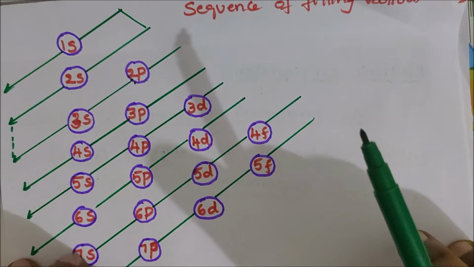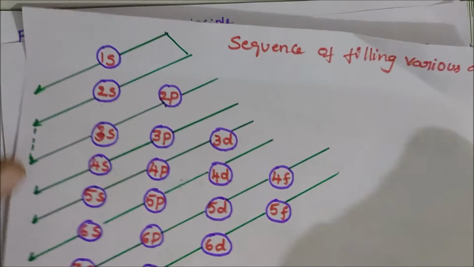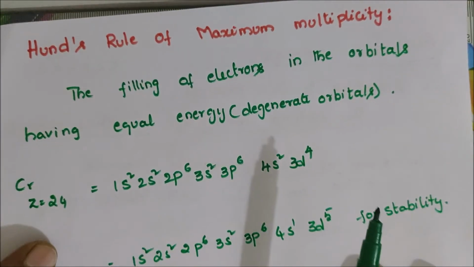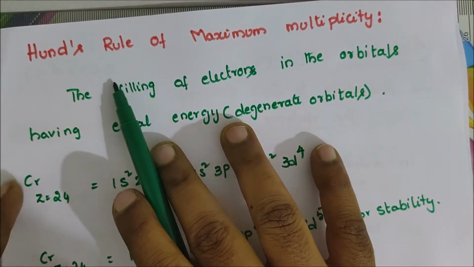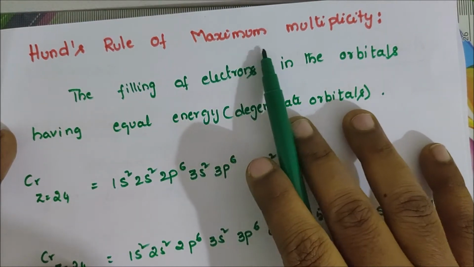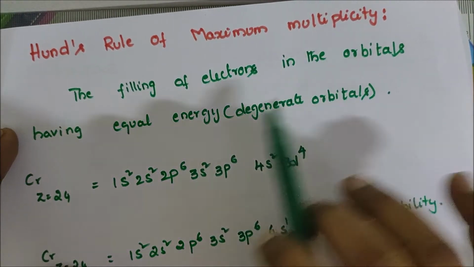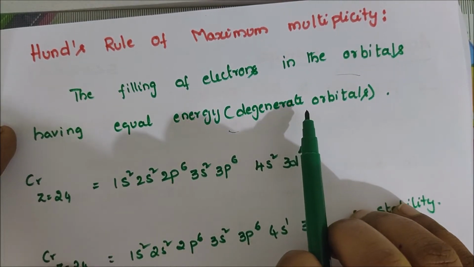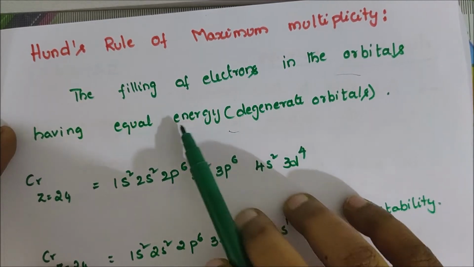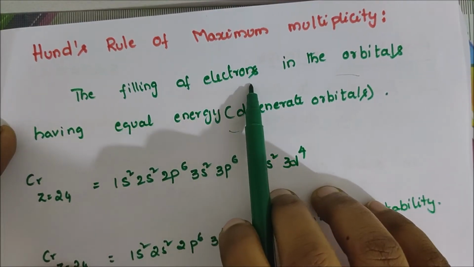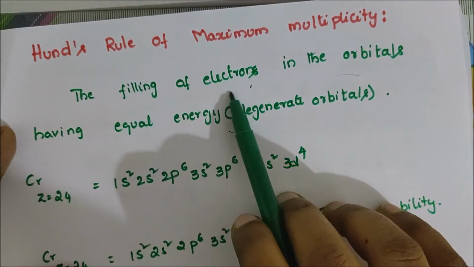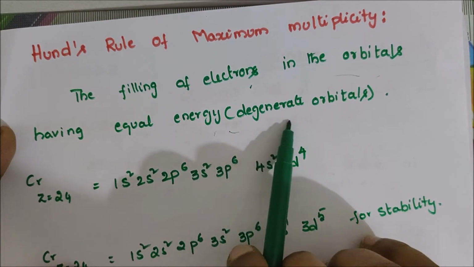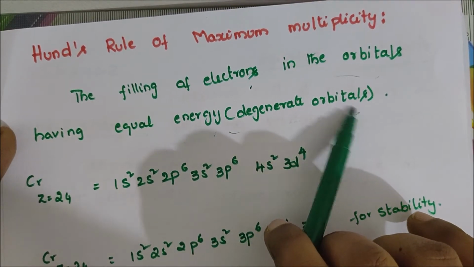And the next one is Hund's rule. What is Hund's rule? Hund's rule of maximum multiplicity. In Hund's rule, the electrons are filled in the orbitals having equal energy. These are called degenerate orbitals.